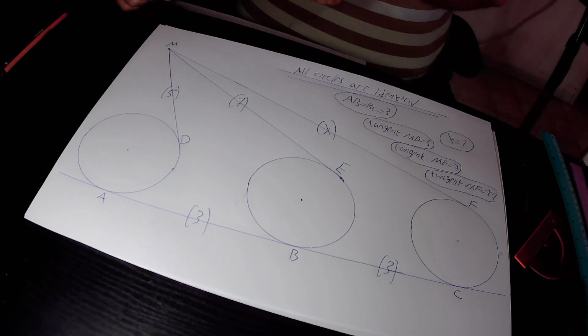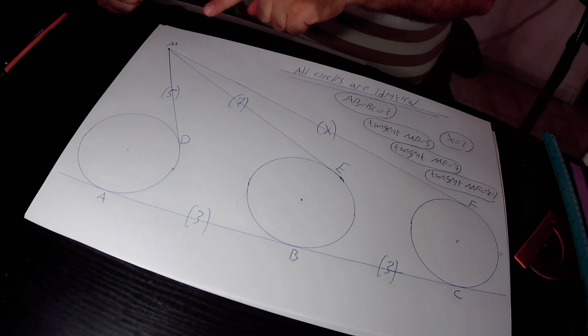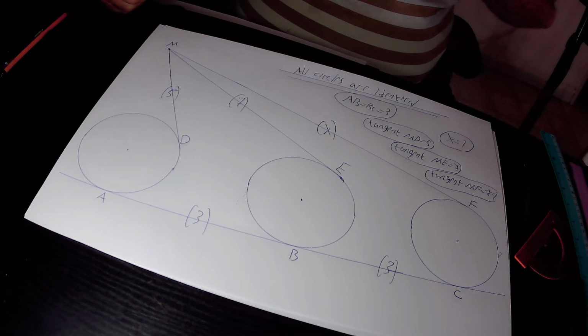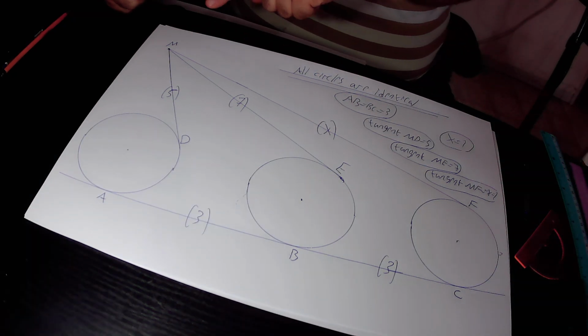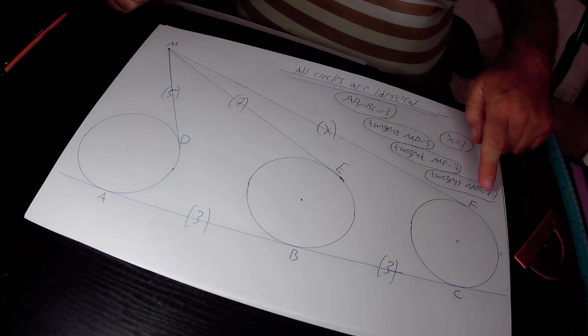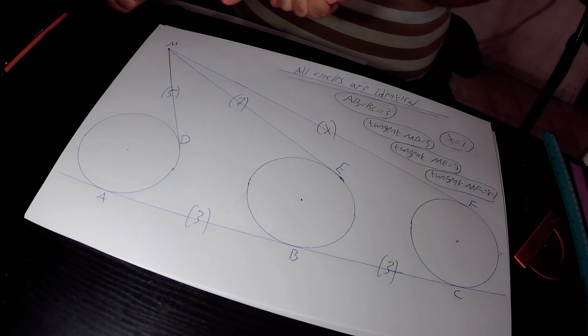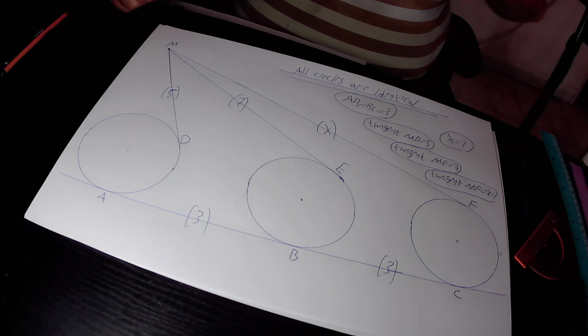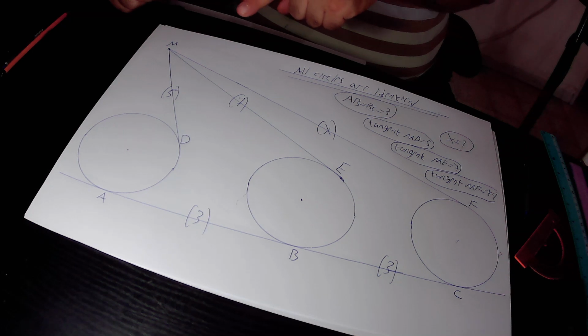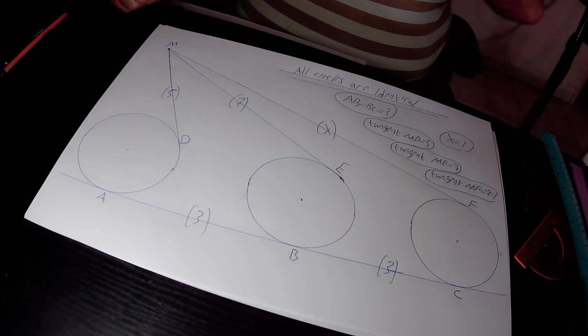In addition, from the same common external point M, we have tangent ME that is tangent to this middle circle at point E. The length of tangent ME is 7 units. And finally, we have tangent MF that is tangent to this circle at point F. The length of tangent MF is x. And our mission is to find out the value of x, or what is the length of tangent MF.